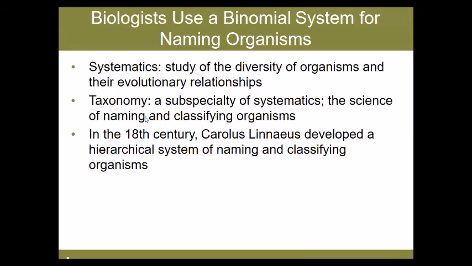How do you name a particular organism? How do you classify it or categorize it into different groups? Well, in the 18th century, there was a scientist, Carolus Linnaeus. He was a botanist, a naturalist, and he basically came up with a hierarchical system of naming, categorizing different organisms that's pretty much used the same way today. There's been some adjustments over the years, but his basic model is still used today.